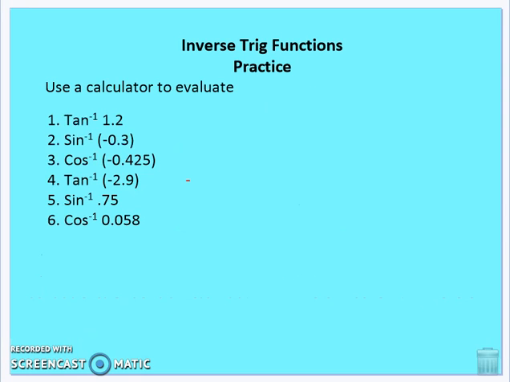All right, so now I want you to use your calculator to evaluate. There's no real instruction here. Simply type in the buttons: inverse tangent of 1.2, and inverse sine of -0.3. You can do this in either radians or degrees, your choice. I'll give you the answers for both, or you can do both, and I'm going to pause here for a moment for you to complete that.